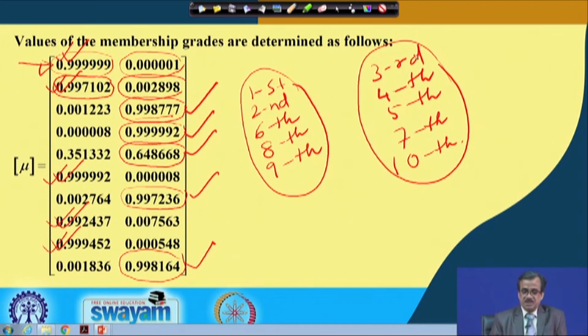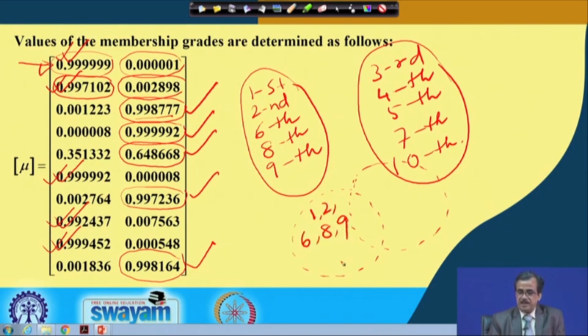Now, in terms of clusters, it will form one fuzzy cluster something like this. There could be another fuzzy cluster, and there could be overlapping also. Might be here the first, second, sixth, eighth and ninth points are lying, and here there is a possibility that the third, fourth, fifth, seventh and tenth points are lying. So, I will be getting one such fuzzy cluster here and another such fuzzy cluster here.